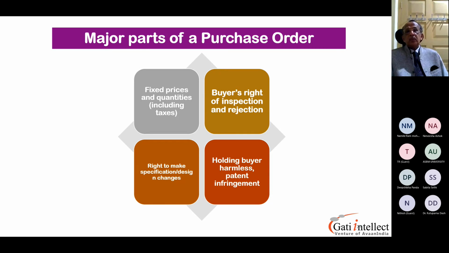Then the right to make specification or design changes. When a design has been agreed and put in the purchase order, normally the buyer has a maximum of 2 occasions to change the designs, though it varies from company to company. If he wants to do more than that, then he will have to pay for it. Any more clarification on the purchase order? Is it clear? Can I move on?